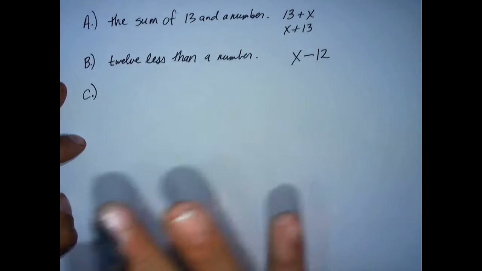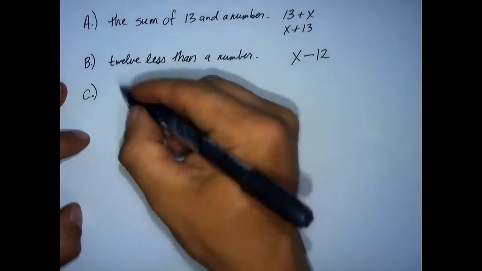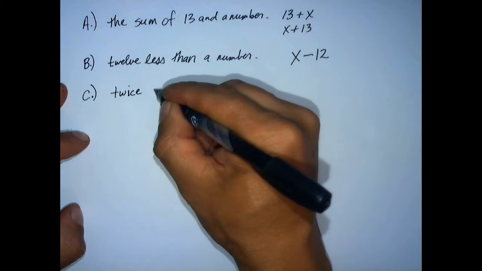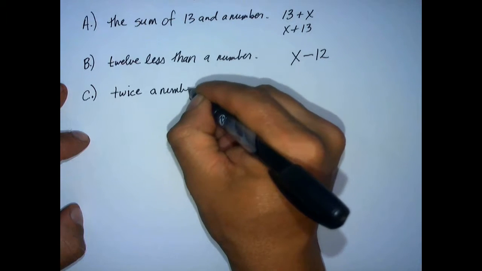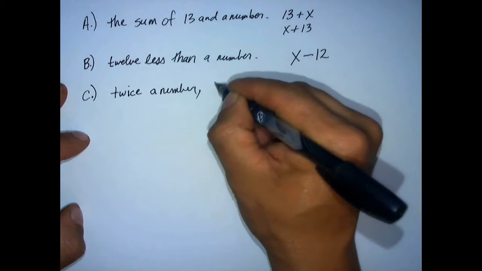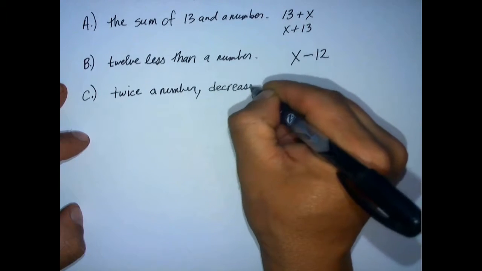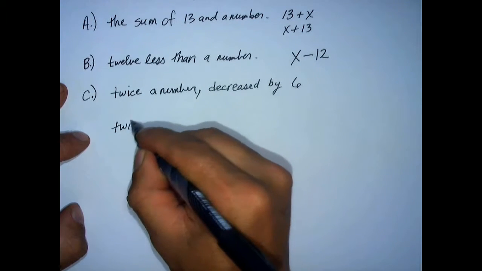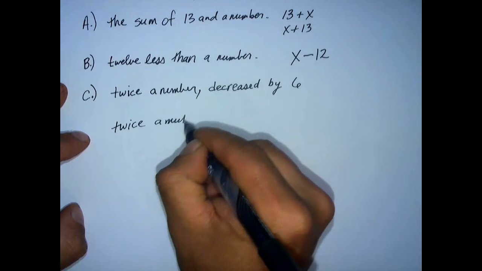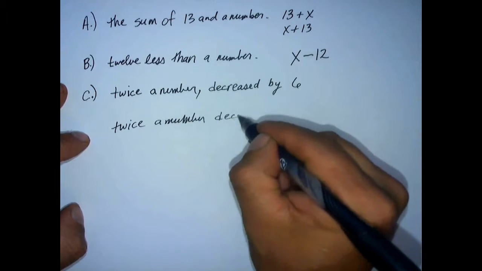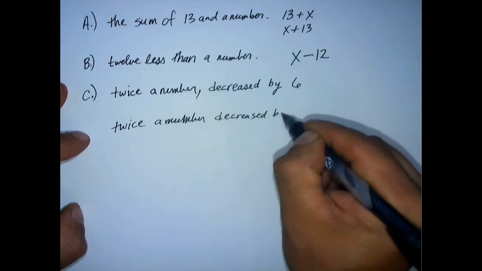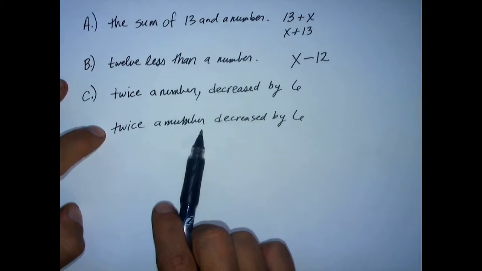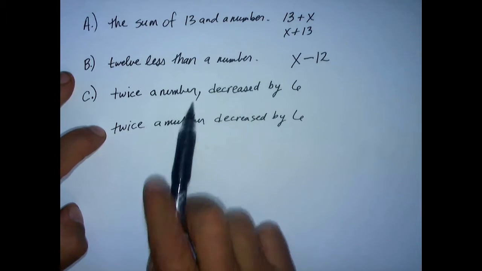Now I'm kind of going to throw things off a little bit because this might be a little tricky. Twice a number, comma, decreased by 6. And I want to do this in two different ways. And twice a number decreased by 6. What is the difference in these two sentences? One's got a comma and the other one doesn't, which means they are translated differently, because why would you put a comma there?